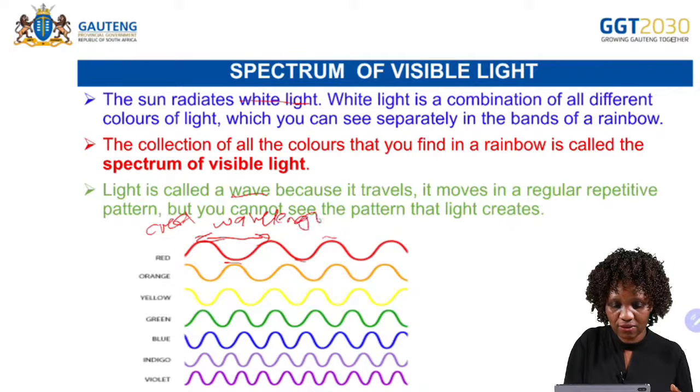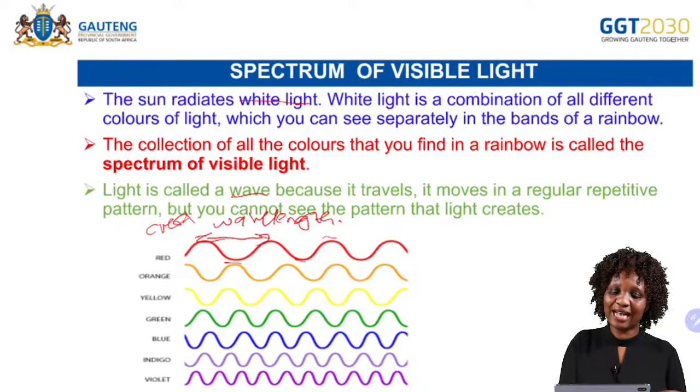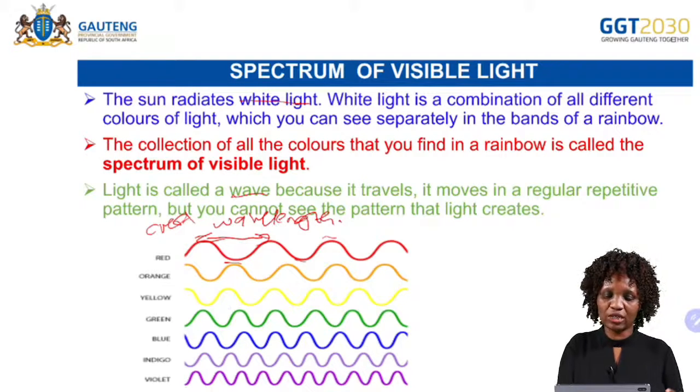Wavelength. And you can see the wavelengths are different. Red is longer, followed by orange, followed by yellow, green, and then the shortest ones are violet, indigo, and blue. You can see the wavelength. This is interesting.